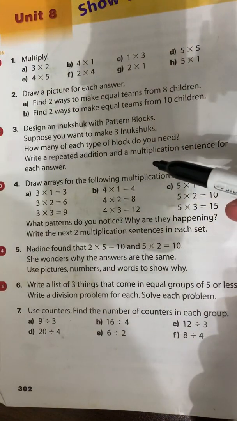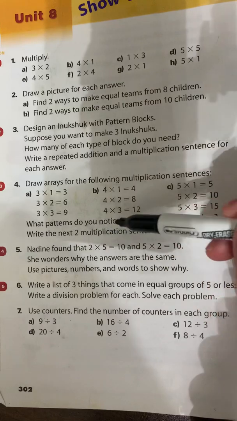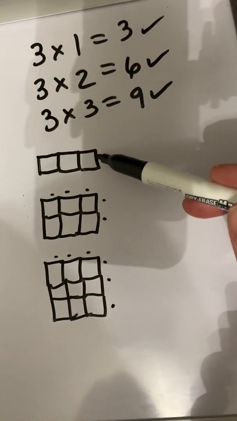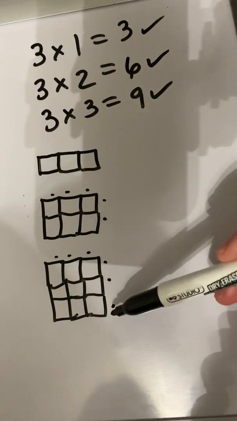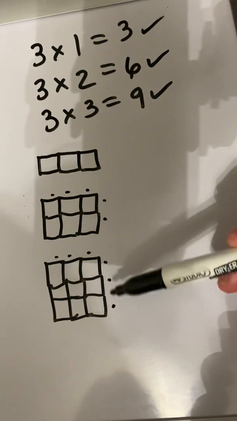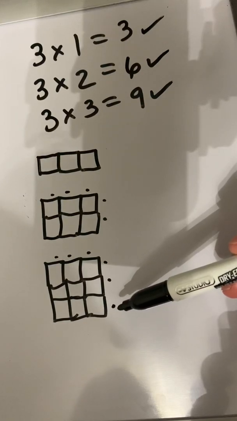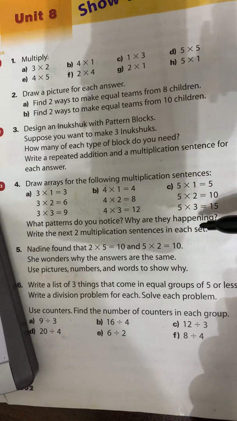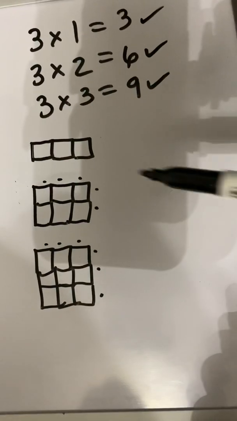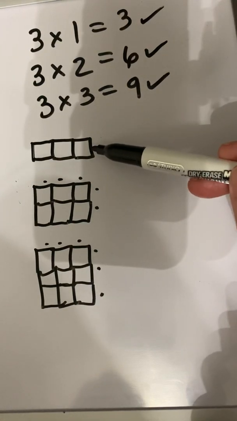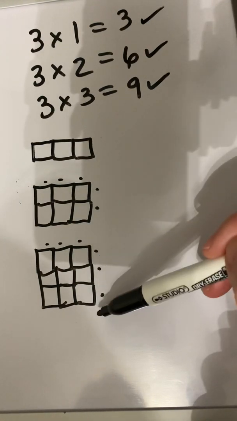But the next part of the question says, what patterns do you notice? Well, we can just answer this together. I'm noticing that it's getting bigger and bigger. I'm noticing it's an increasing pattern. We talked about increasing patterns earlier in the school year. Why are they happening? Well, it's because we keep adding an array each time. Here we have 1, here we have 2, here we have 3.